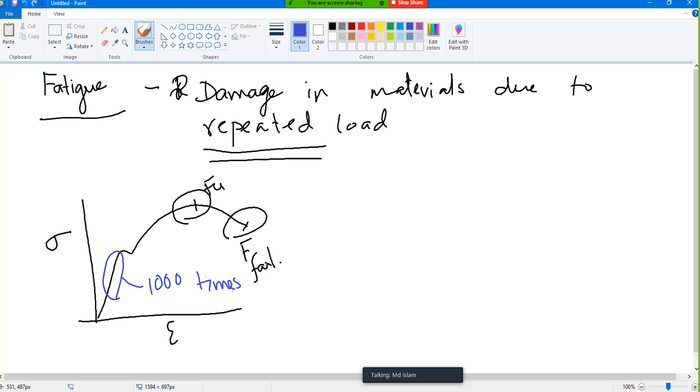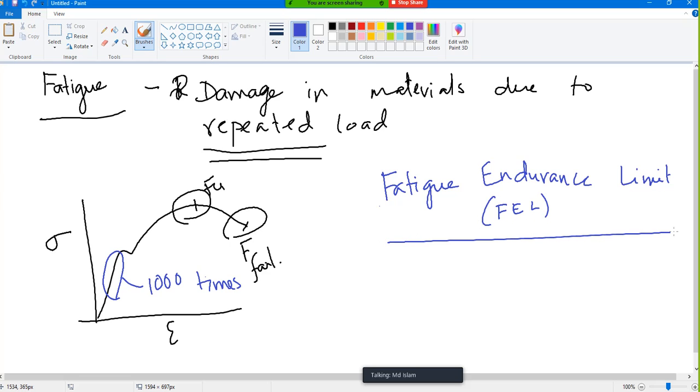Now there is another term called fatigue endurance limit. Now whatever I am telling you, everything will be in your exam. So make sure that, I'm going very slow, and make sure that you understood all the terms. So fatigue endurance limit, what is that?